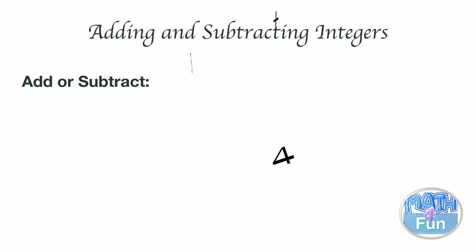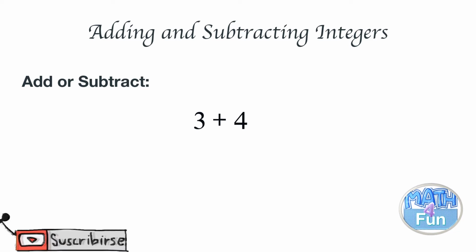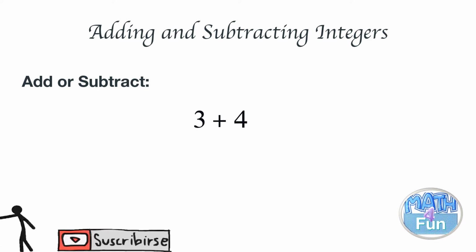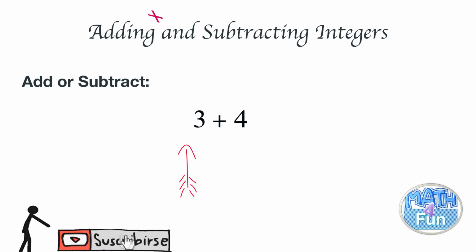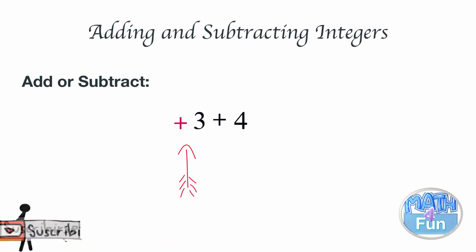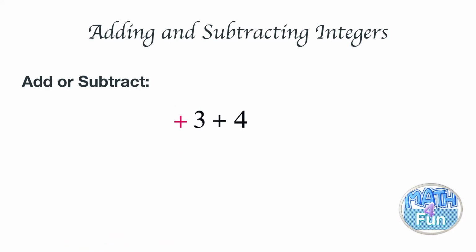Let's do another example. Here we have 3 plus 4. Remember, if there's no sign, it means that it is plus. So we have plus 3 and plus 4. If we have both numbers with the same sign, just add and put the sign that they have. So 3 plus 4 is equal to plus 7, and that's it.